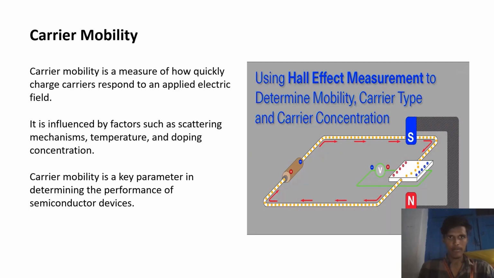Carrier mobility. Carrier mobility is a measure of how quickly a charge carrier responds to the applied electric field. It is influenced by factors such as scattering mechanisms, temperature, and doping concentration. Carrier mobility is a key parameter in determining the performance of semiconductor devices. Hall effect measurement is used to determine mobility, carrier type, and carrier concentration.